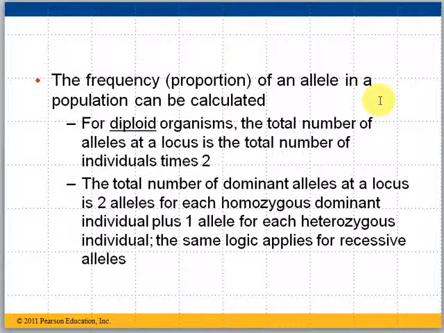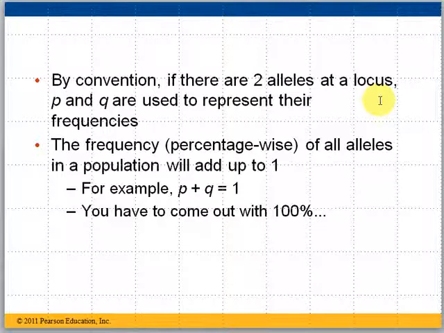Just like in mathematics and chemistry, we like to use a lot of shorthand to make things easier, and I can't tell you why they chose the letters P and Q, but that's just the way it is. It's by convention. So by convention, if there are 2 alleles at a locus, which is mostly what we're going to look at, then P and Q are used to represent their frequencies. I guess they chose P and Q because when you write them, they pretty much look opposite of each other.